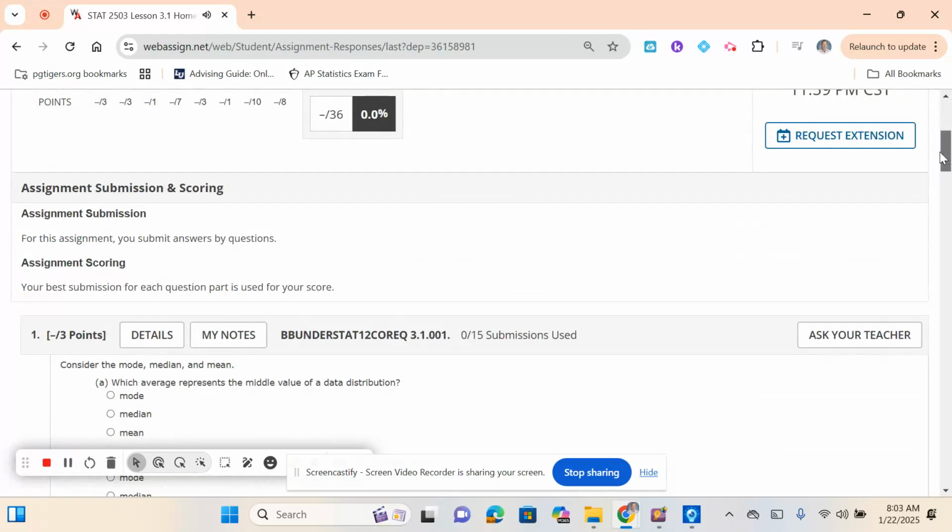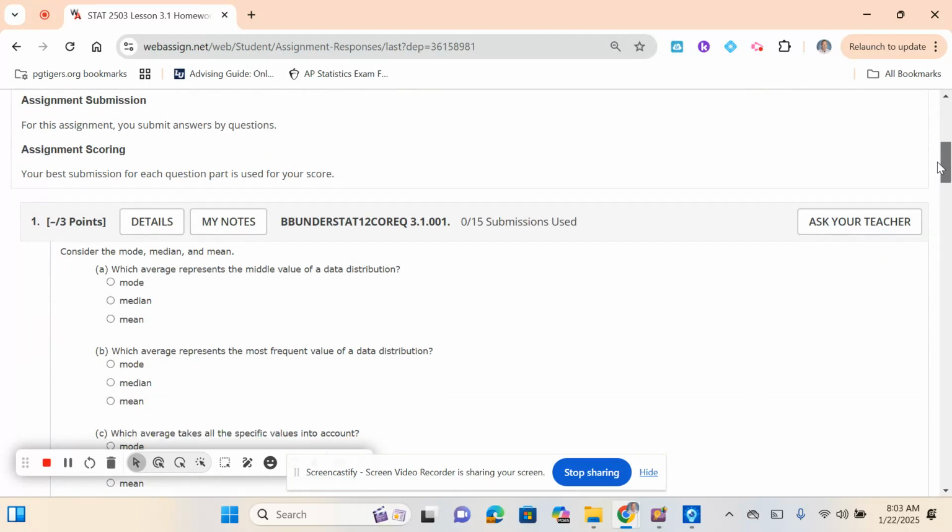All right, so on 3.1, let's go through here. Which average, central tendency, represents the middle value of a data distribution? I don't know if I like the wording there, but which one represents the middle of the distribution? The mode, the median, or the mean? The median. The median is the middle of the distribution, okay?